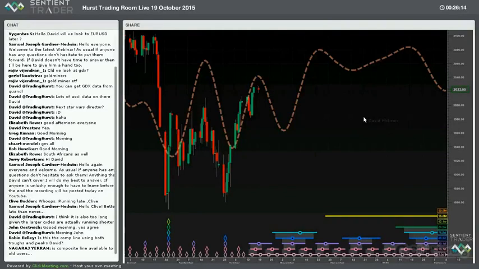Nagaresh, is the composite line available to old users? Yes, yes it is. We don't have any age limits.